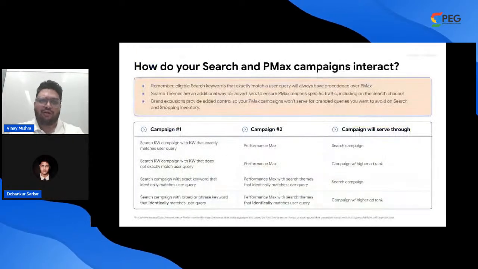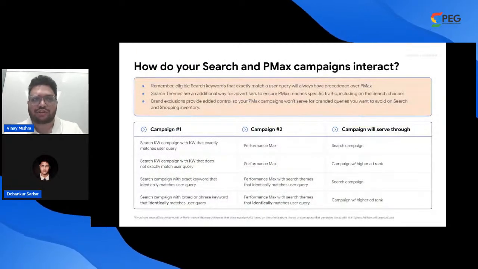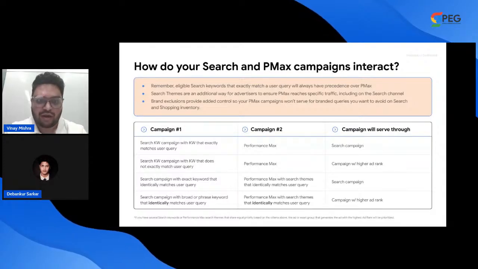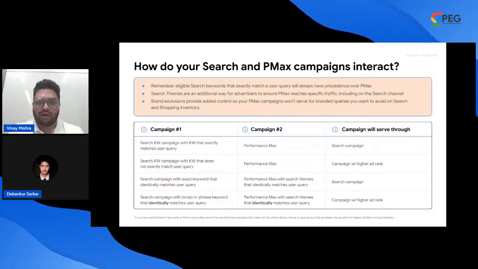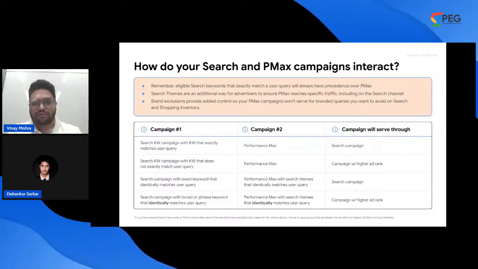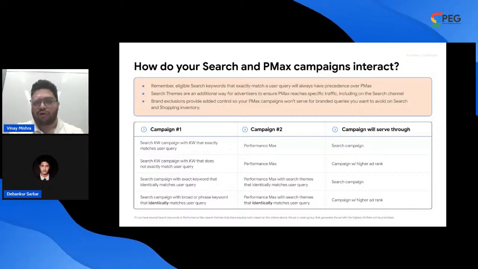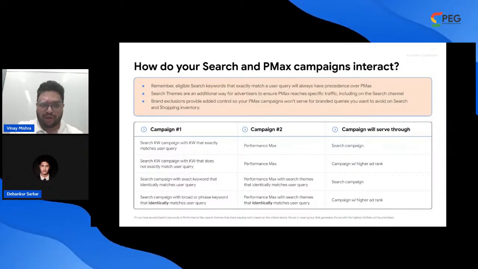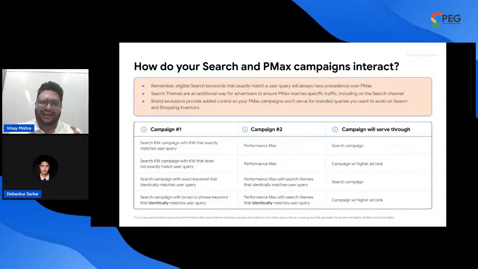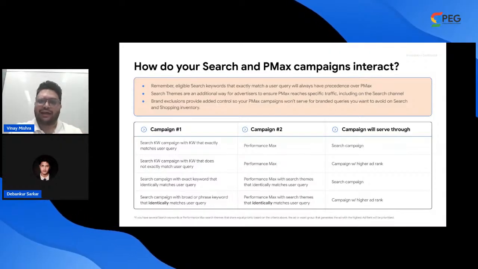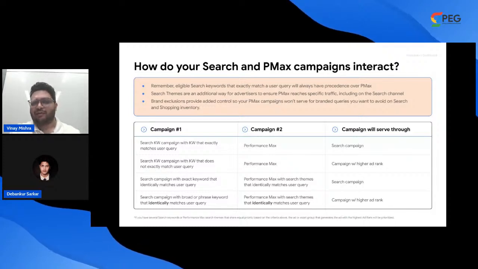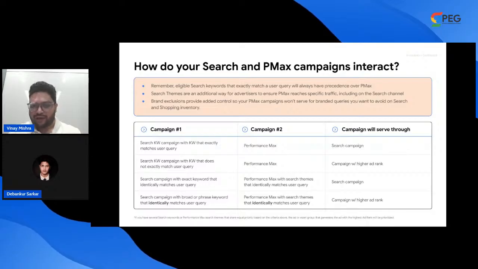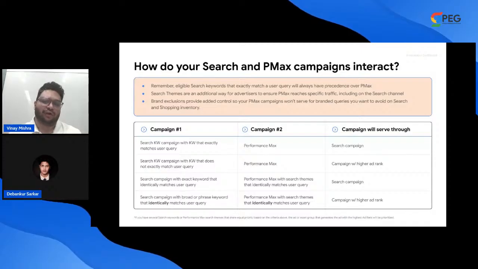Now let's quickly talk about how the search and Performance Max campaigns interact with each other, right? Here you have multiple use case scenarios shown on your screen. As you can see, the first option is about the search keyword. Let's say you have a search campaign with a keyword that exactly matches the user query, and you also have a Performance Max campaign. Because this keyword exactly matches the user query, in this case the search campaign will be the one serving through the auction.